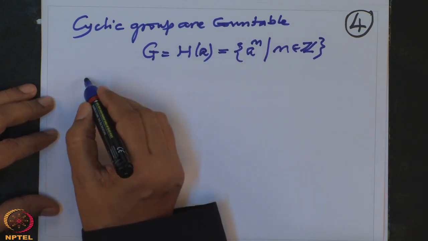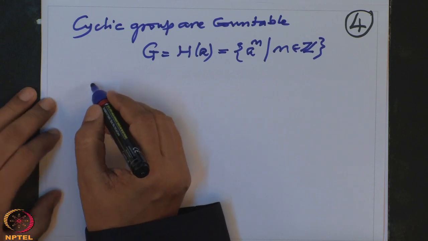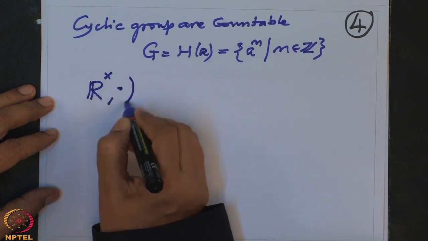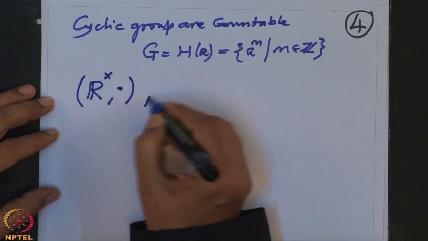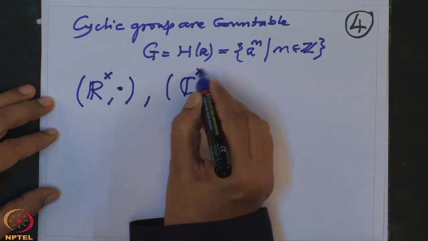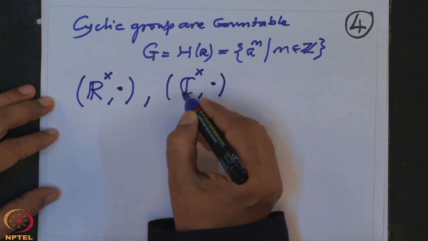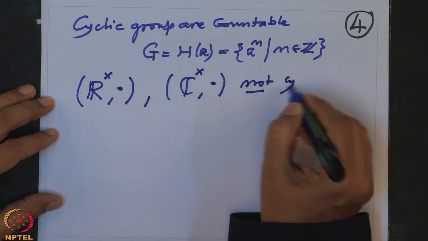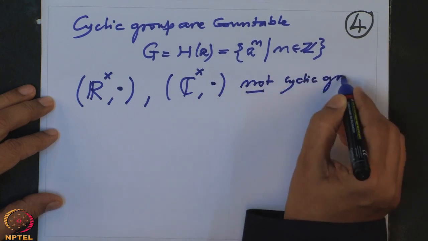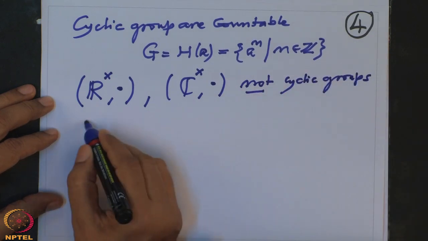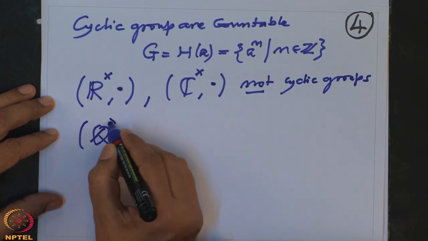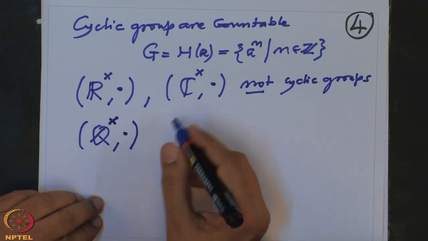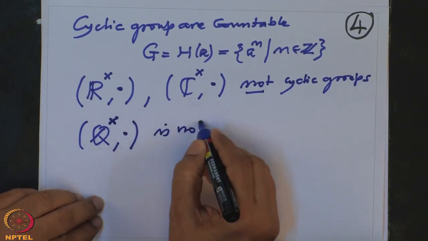Now, if you look at the group R cross under multiplication, non-zero real numbers under multiplication, or non-zero complex numbers under multiplication, these groups are obviously not cyclic because simply they are not countable. But now the group Q cross, non-zero rational numbers under multiplication, though it is countable, is not cyclic.